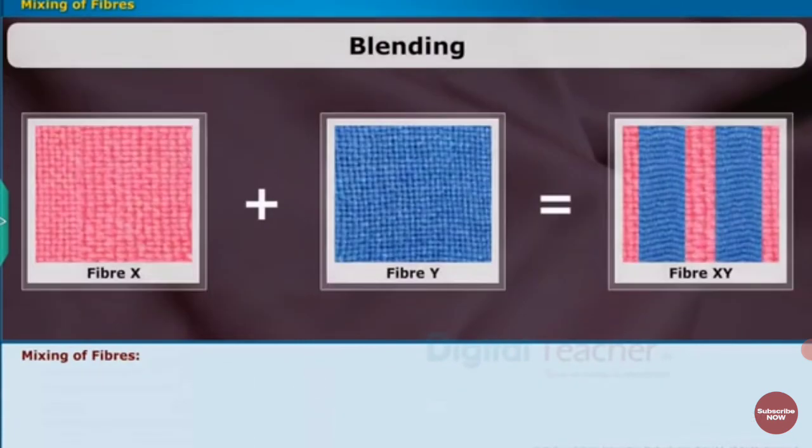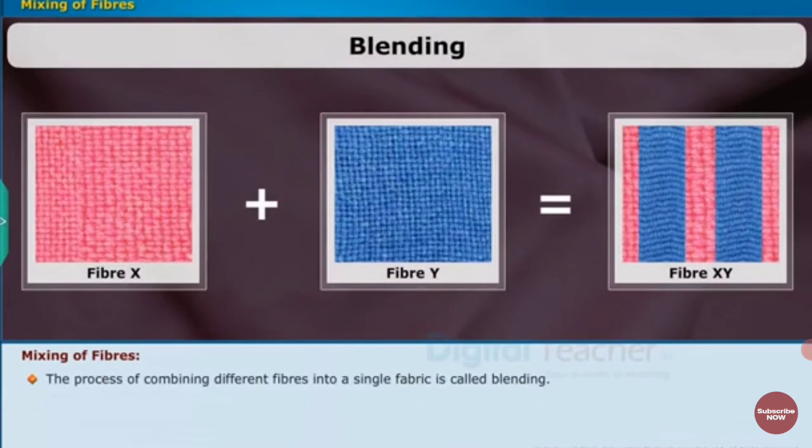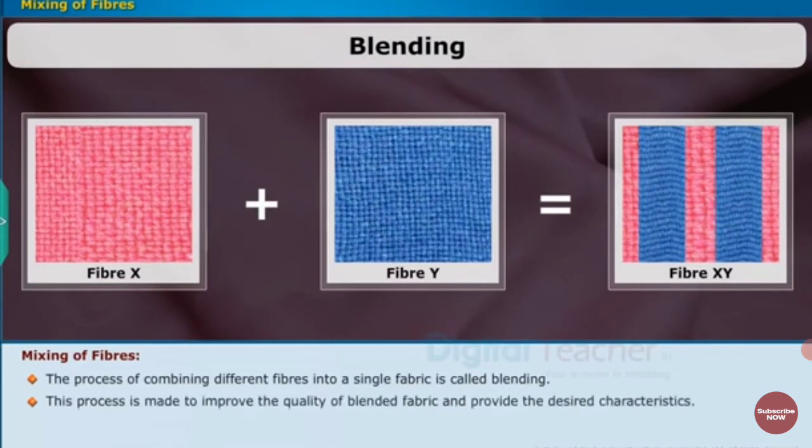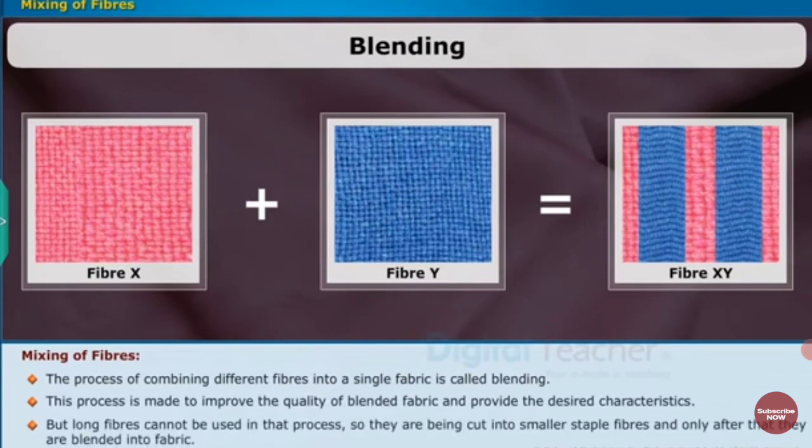Let us study the mixing of fibers. The process of combining different fibers into a single fabric is called blending. This process is done to improve the quality of the blended fabric and provide the desired characteristics. But long fibers cannot be used in that process, so they are cut into smaller staple fibers, and only after that they are blended into fabric.